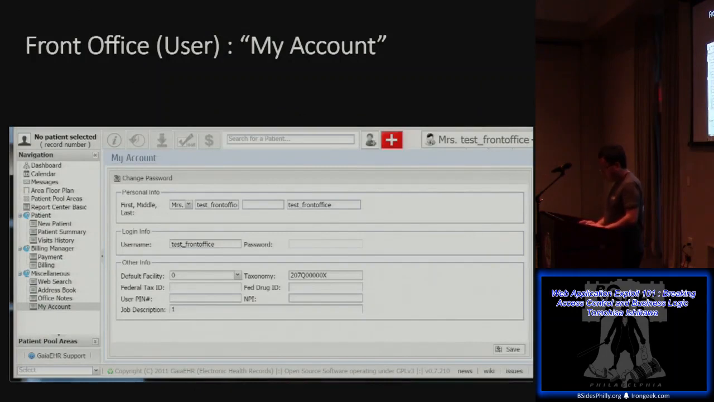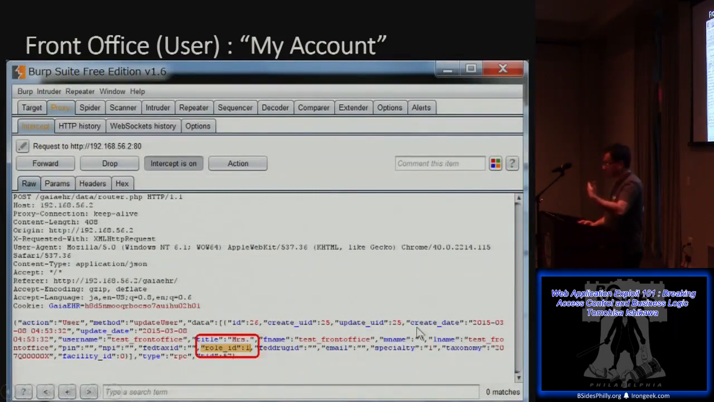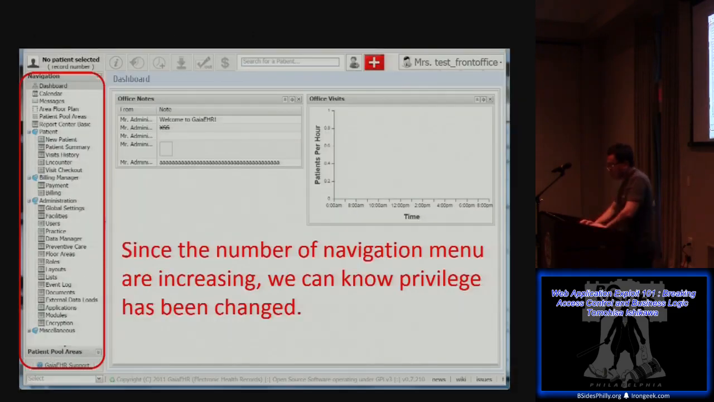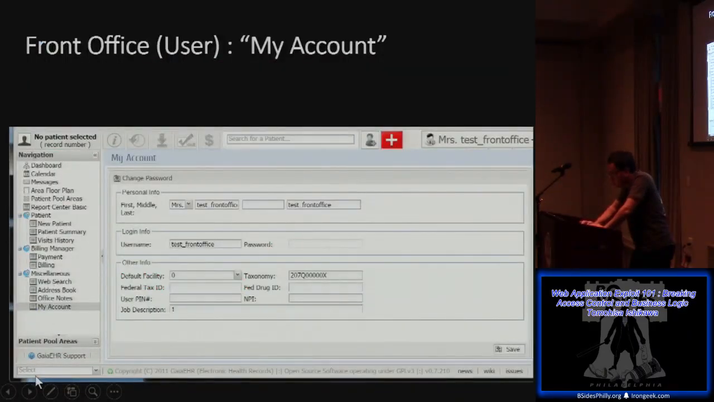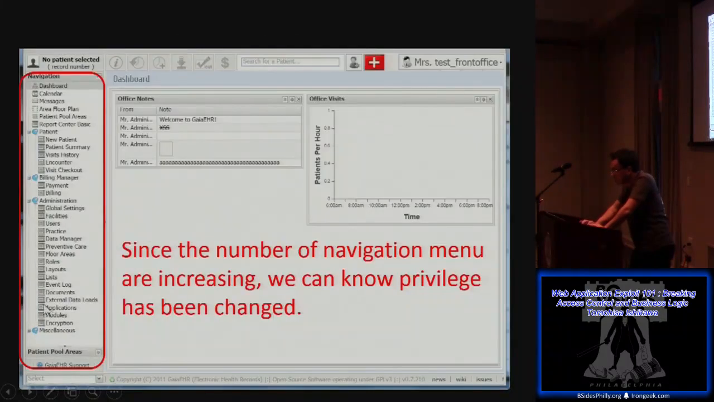What we have to do is go to the user again with receptionist privilege, go to My Account, hit Save, capture the HTTP request, intercept it, add this parameter, role ID equal 1, and then release it. Then, if you look here, previously there were only a few menus, but after that we can see a bunch of information, a bunch of menus here. So what it means is that we can have privilege escalation by adding some parameters.